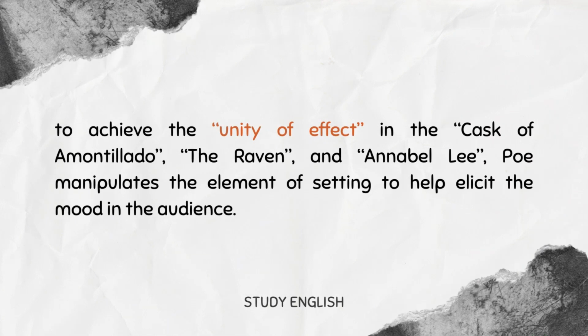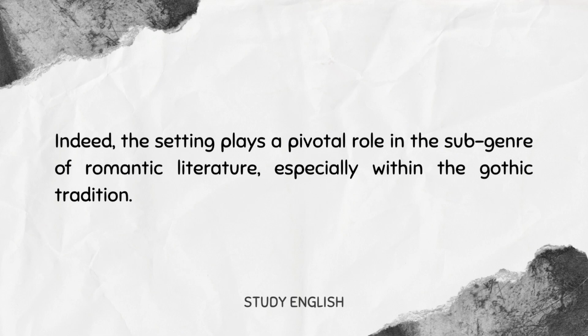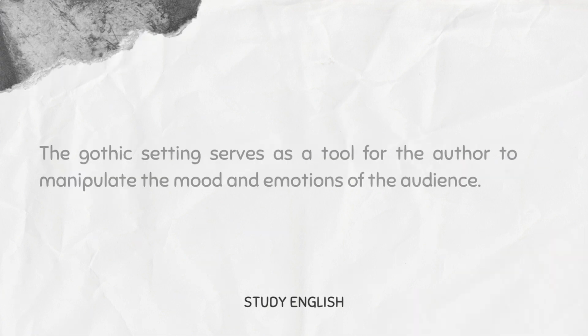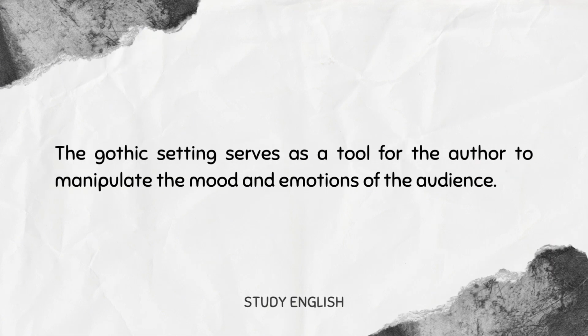To achieve the unity of effect in The Cask of Amontillado, The Raven, and Annabel Lee, Poe manipulates the element of setting to help elicit the mood in the audience. Indeed, the setting plays a pivotal role in the subgenre of Romantic literature, especially within the Gothic tradition. The Gothic setting serves as a tool for the author to manipulate the mood and emotions of the audience.